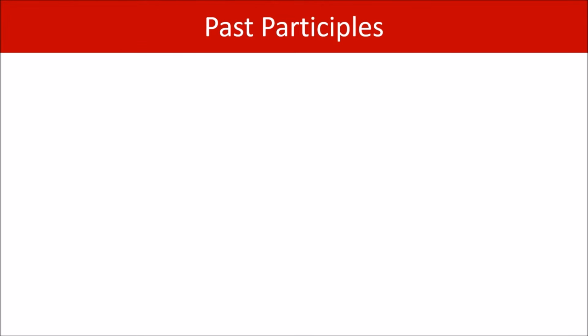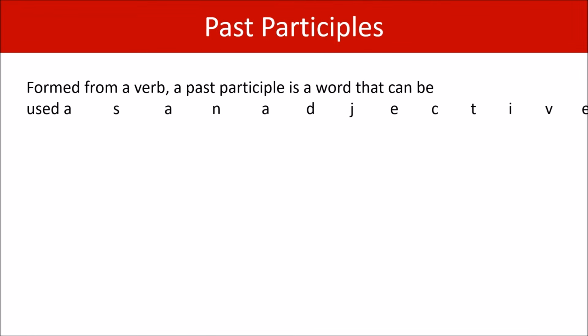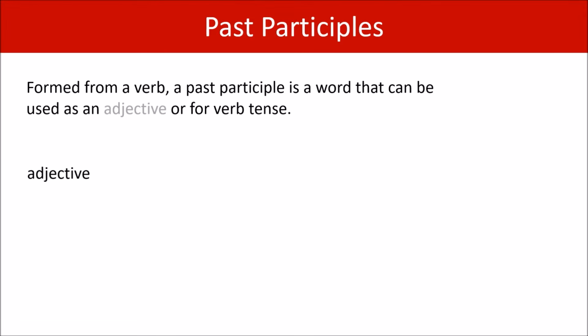In this video, we're going to discuss past participles. Here's a definition for past participle. Formed from a verb, a past participle is a word that can be used as an adjective or for verb tense. Okay, what do we mean by a word that can be used as an adjective or for verb tense?